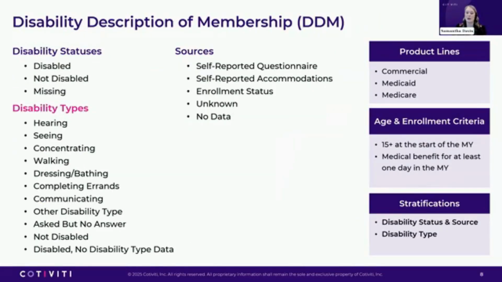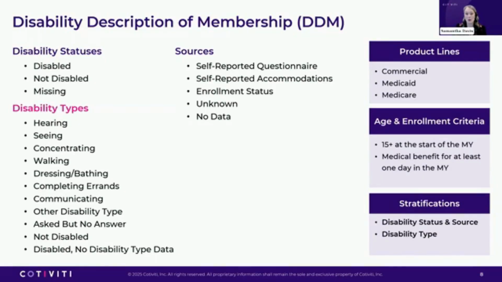The final new measure proposed for 2026 would be a health plan descriptive information measure called Disability Description of Membership. Similar to the existing race, ethnicity, and language measures, RDM and LDM, the DDM measure would look to report on the availability of disability data for members. NCQA proposes limiting the reporting of DDM to members 15 and older due to age limitations on disability questionnaires, though they note they are evaluating methods to report on disability data for children and adolescents in the future. They're requesting public comment on this age limitation as well.